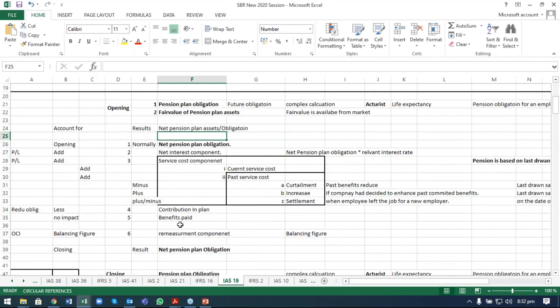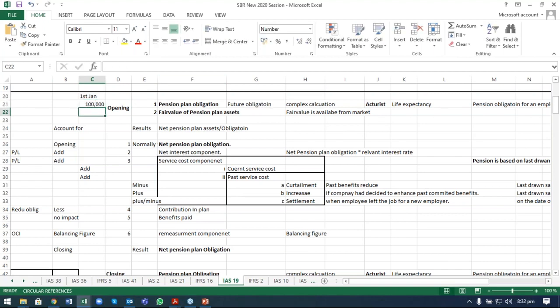So you have seen here, this benefit paid is paid out of these pension plan assets. This is the opening balance of your pension plan, this net pension plan obligation. This is the result of these two. It's a future obligation. You are paying for the pension plan. Suppose, I'm just giving you an example, on 1st of January, I have a pension plan obligation of 100,000, right?